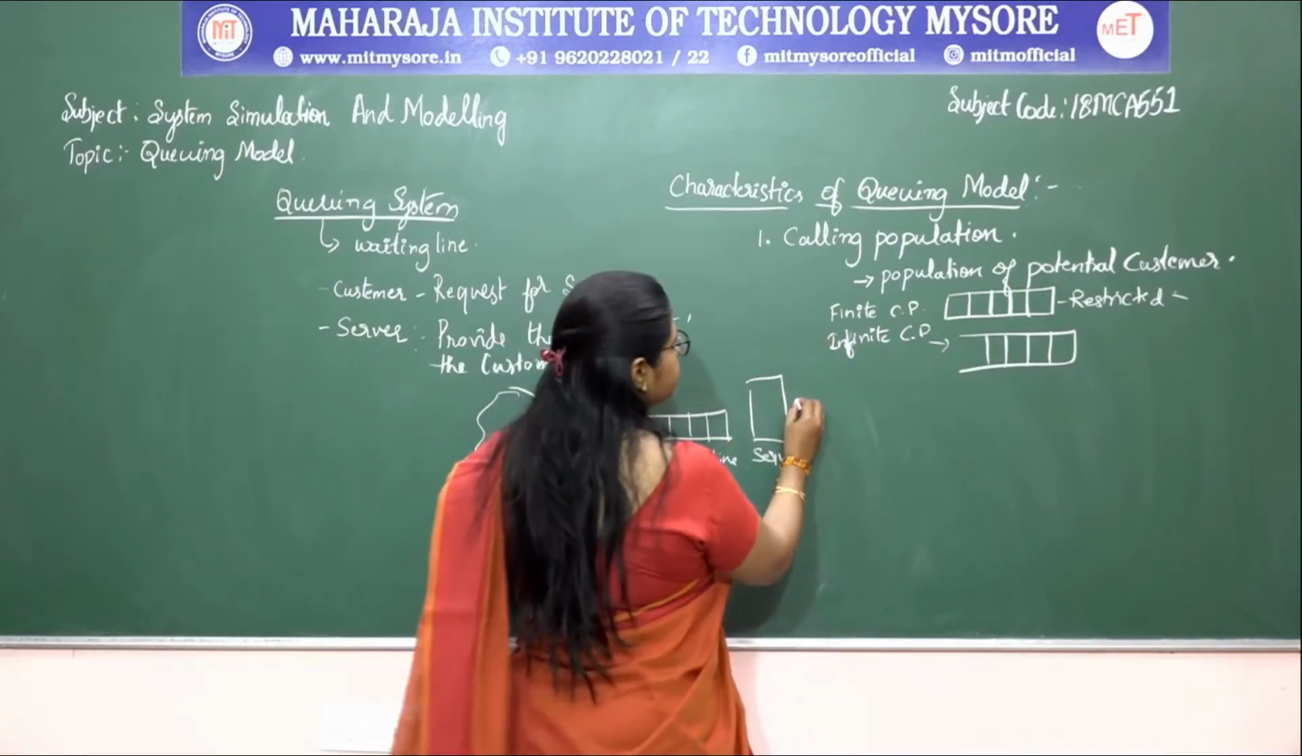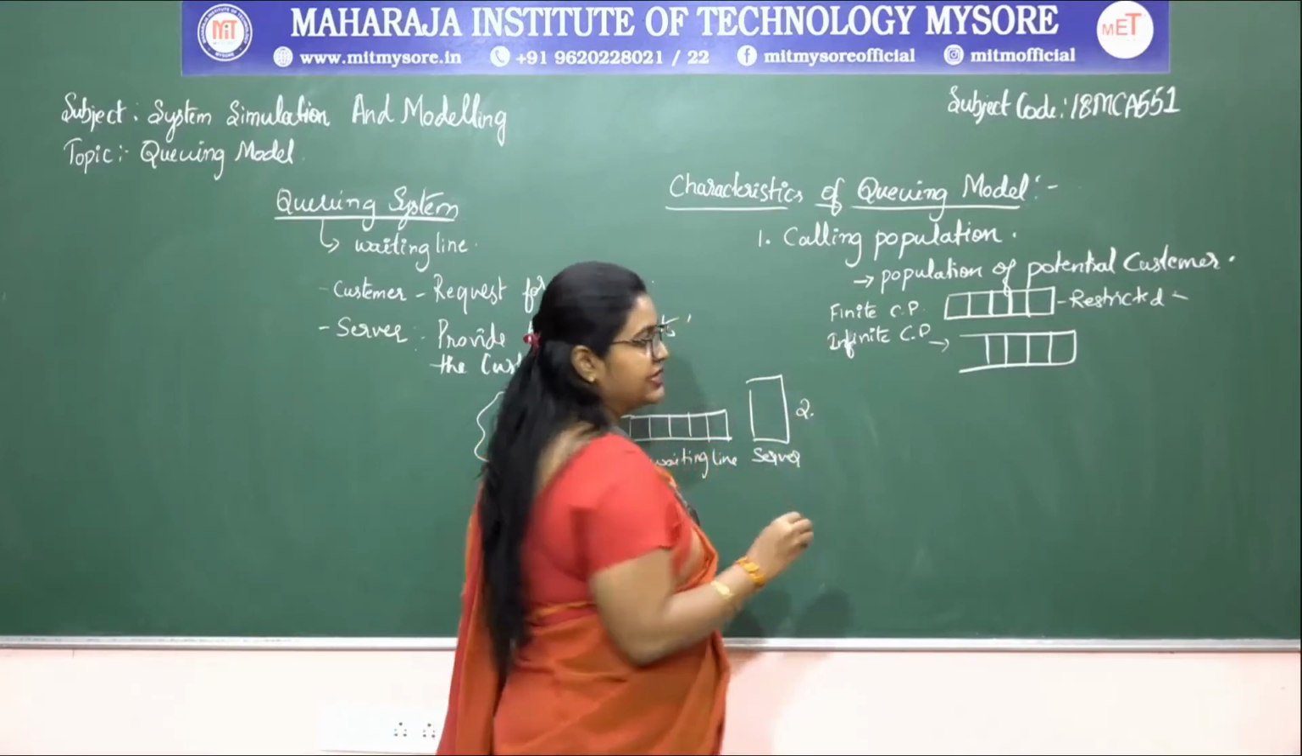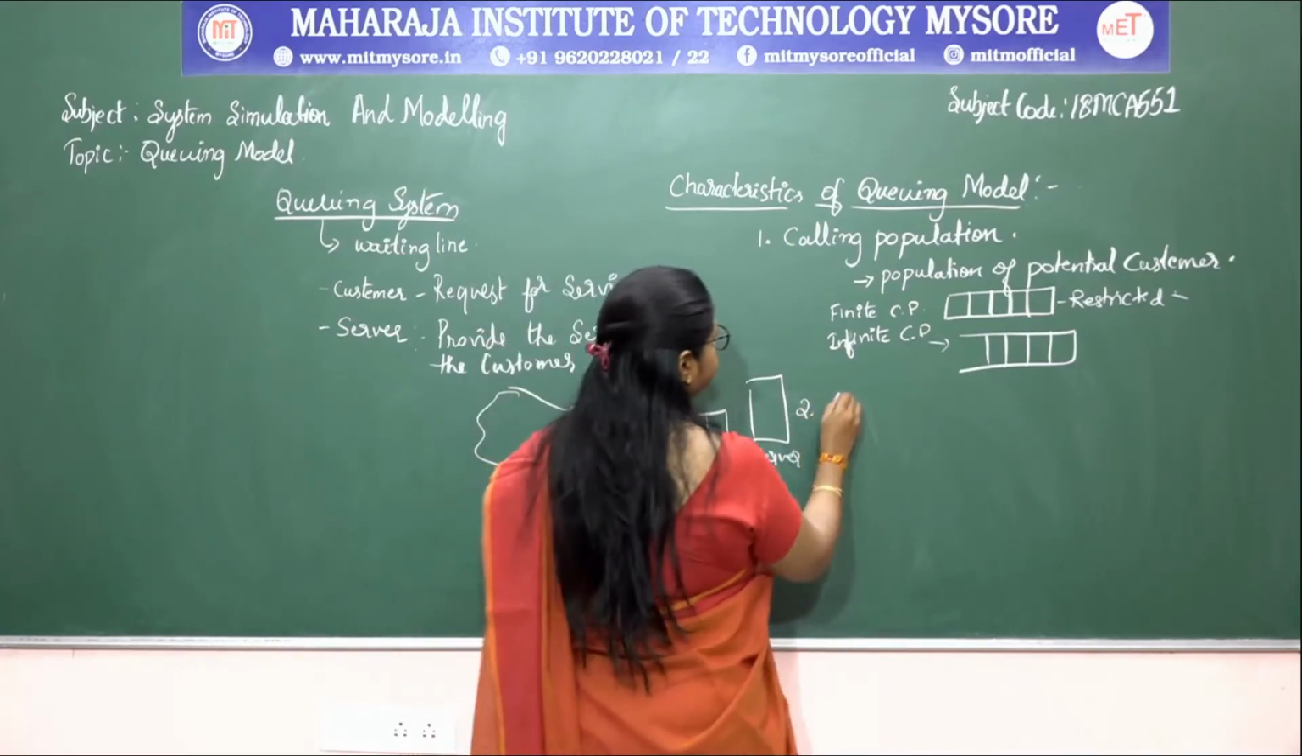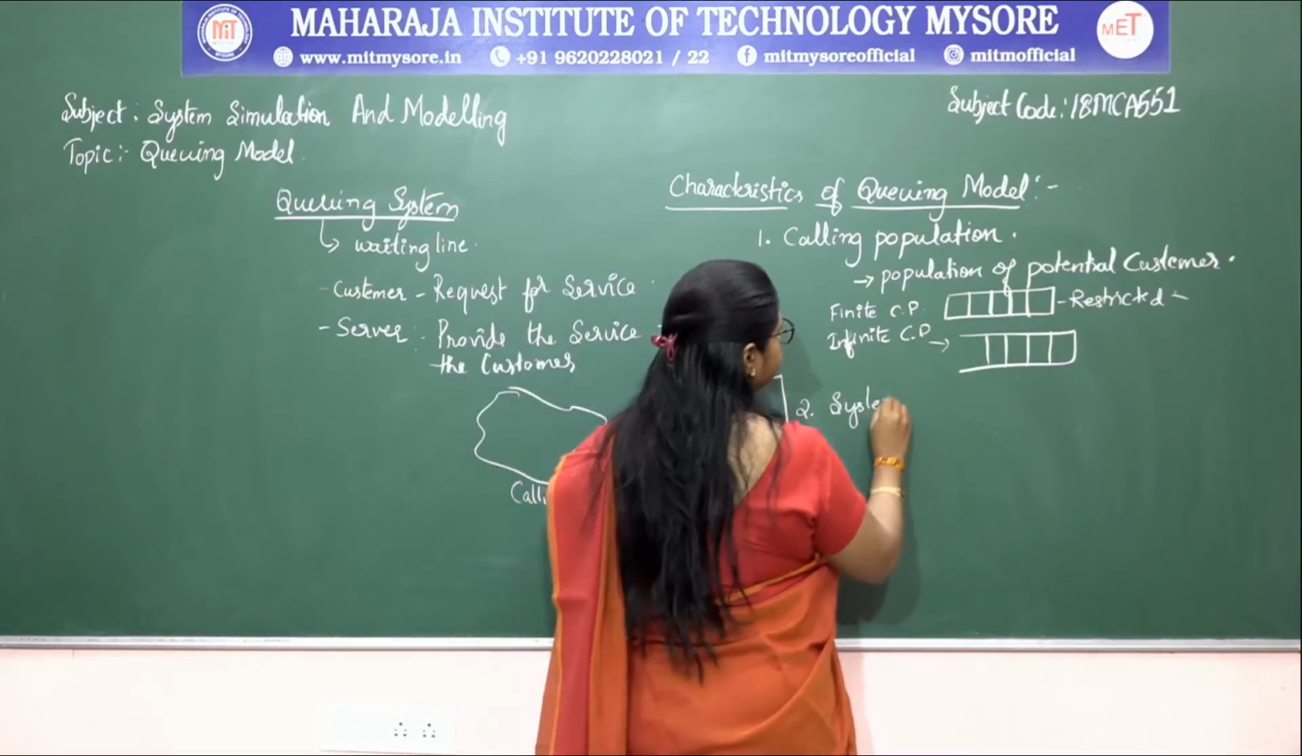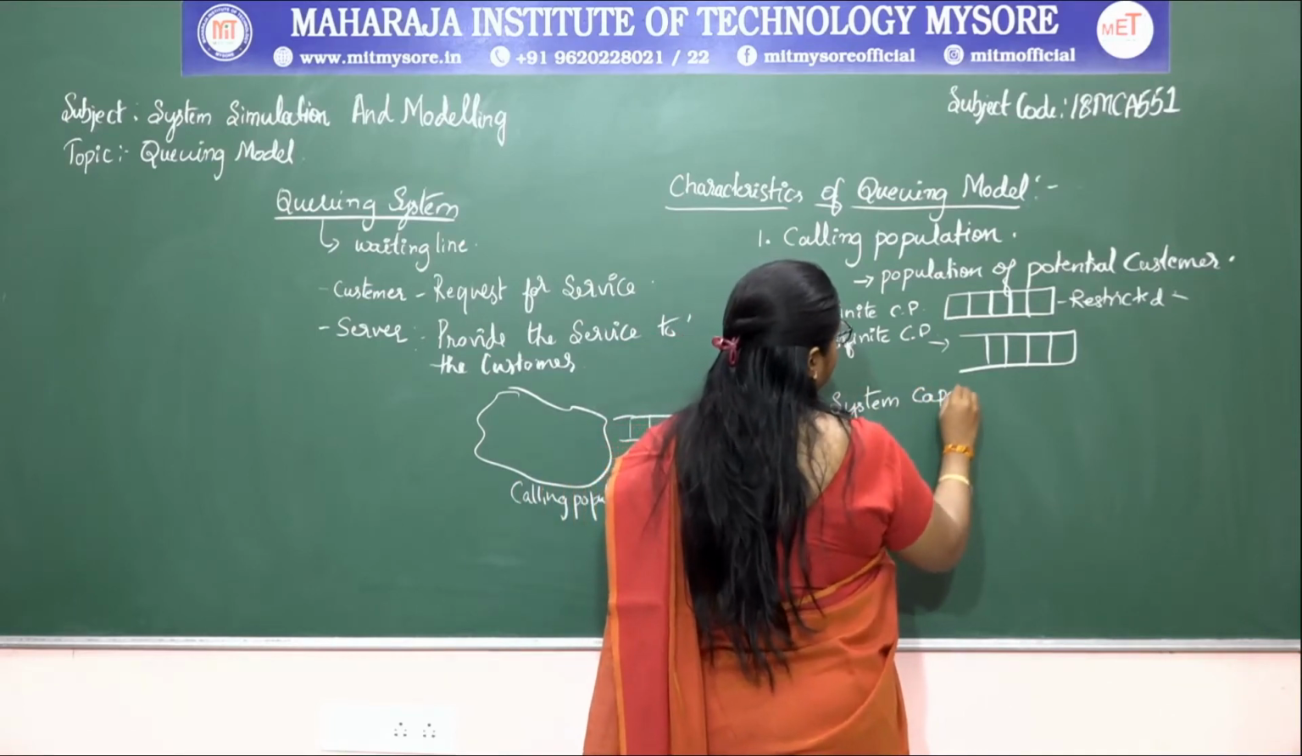The second characteristic of this queuing model is the capacity of the system, that is, the system capacity.